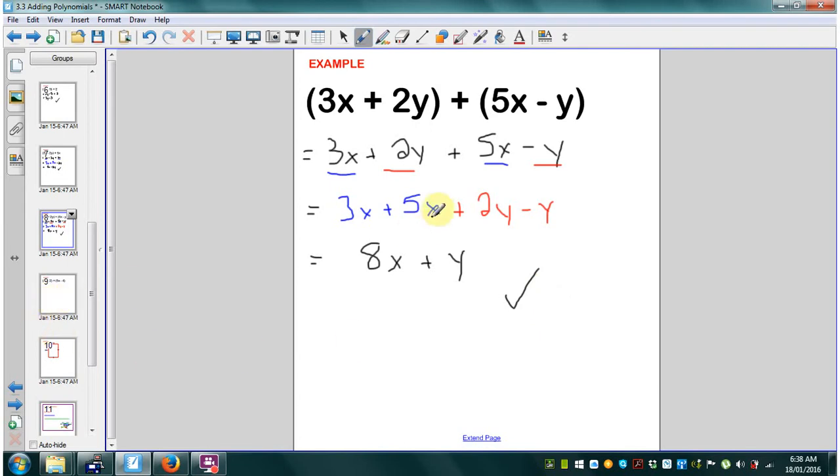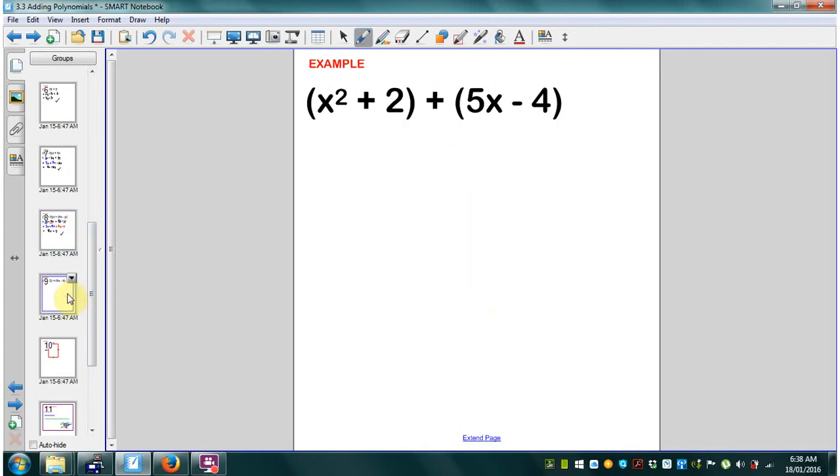Okay, quick little review. You drop your brackets, group your like terms, put them together, and double check. Make sure that there's nothing else that you can put together. Okay, I want you to try this one on your own here. And when you're ready, we're going to come on back and go over it together.